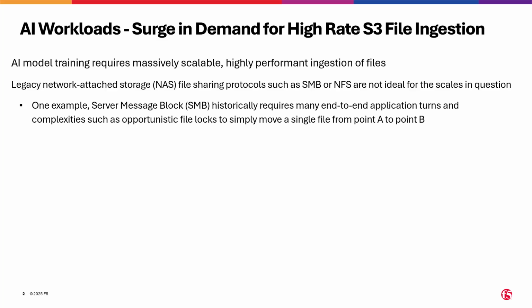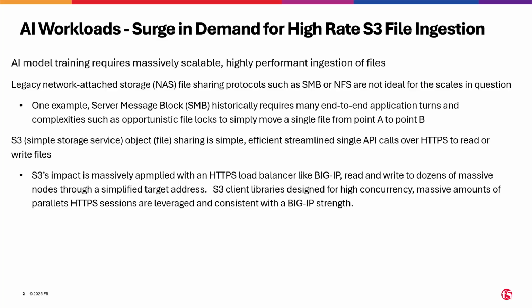A quick example: SMB has many end-to-end application turns just to move a single file. They also spend a lot of time with SMB locking down files. This is not required of S3, which is much simpler. It's based on API calls over HTTPS transactions, typically GETs and PUTs.